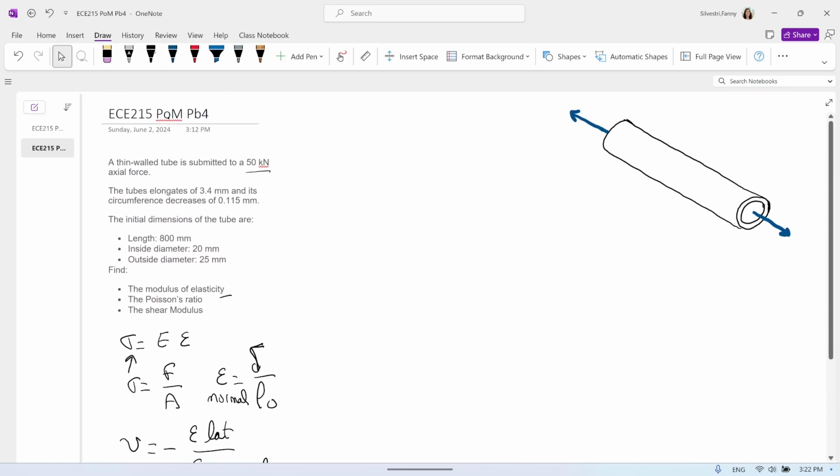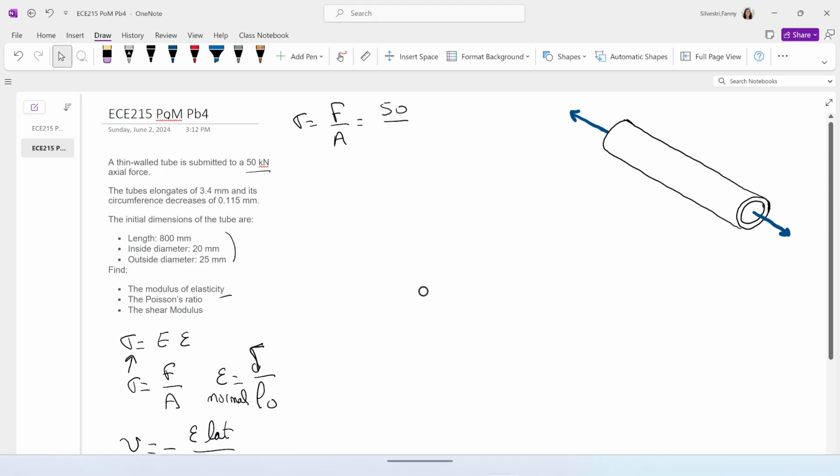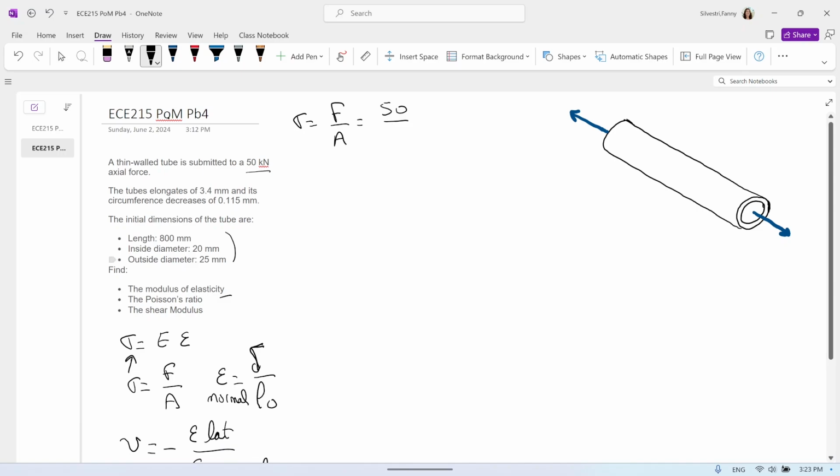So we have all those formulas. Let's try to get some of them to start with. The first one, sigma equals E epsilon. We don't have any of these. Sigma equals the force divided by the area. I think this one we can manage. We have the force, 50 kilonewton, and the area. Let's find the area. We have the data there. We have the outside diameter that is 25 and the inside that is 20.